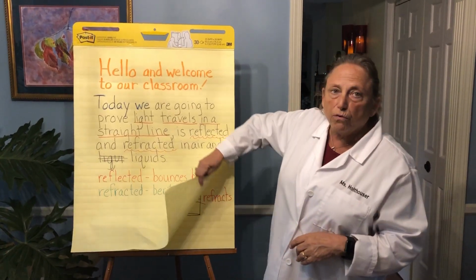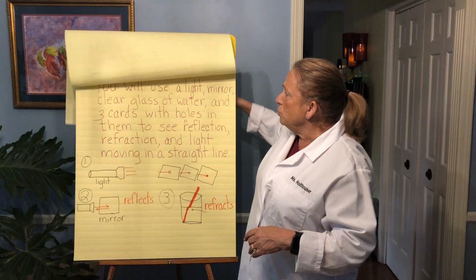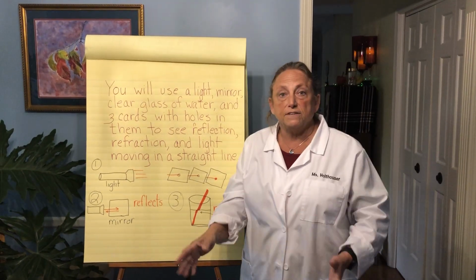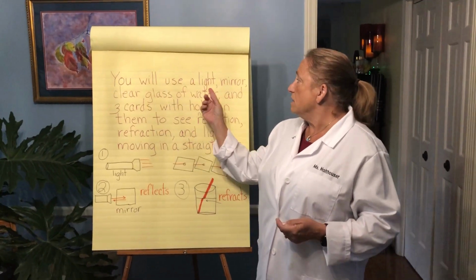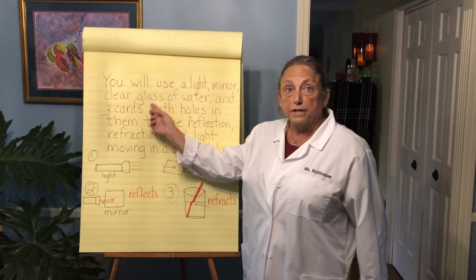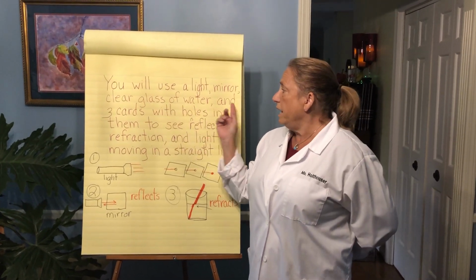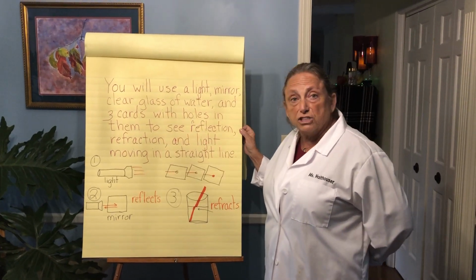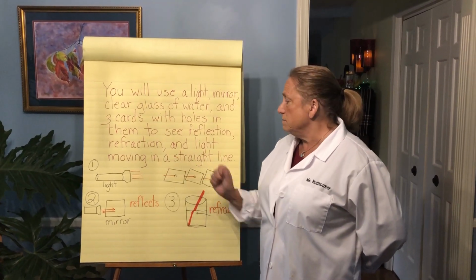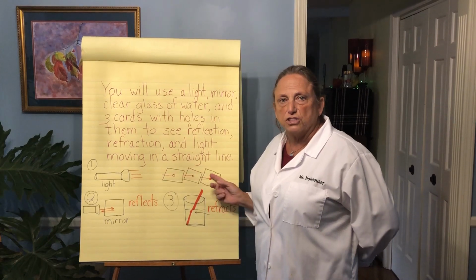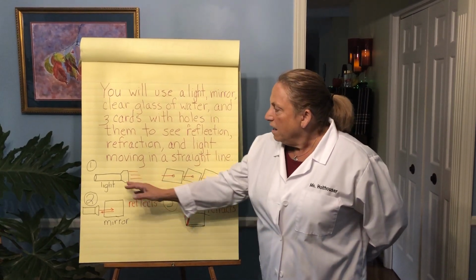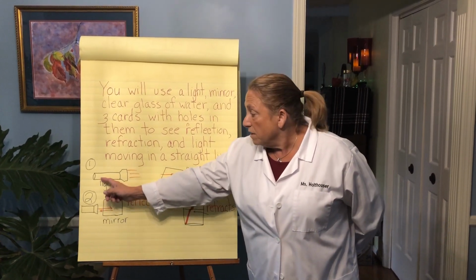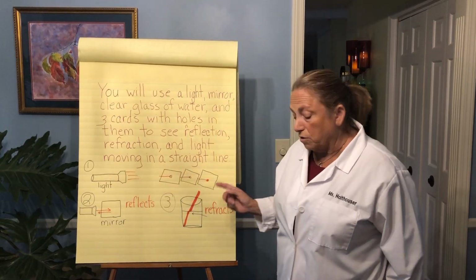So this is what we're going to do. After you see this video, you will use a light, a mirror, a clear glass of water, and 3 cards with holes in them to see reflection, refraction, and light moving in a straight line. Number 1, the flashlight and 3 cards.